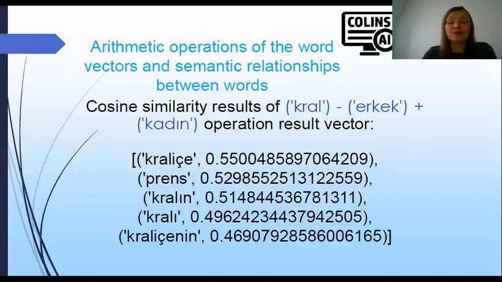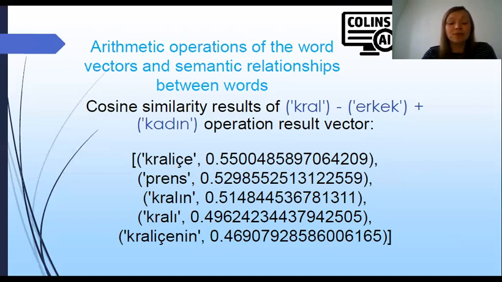Arithmetic operations of the word vectors and semantic relationship between words. The first 5 word vectors with the closest cosine similarity to the result vector of the operation Kral minus Erkek plus Kadın are shown below. The results obtained from the Turkish corpus are similar to the results obtained from the English corpus. The vector belonging to the word Kraliçe, the Turkish equivalent of the word queen, is the closest cosine-similar vector to the result vector from the operation.